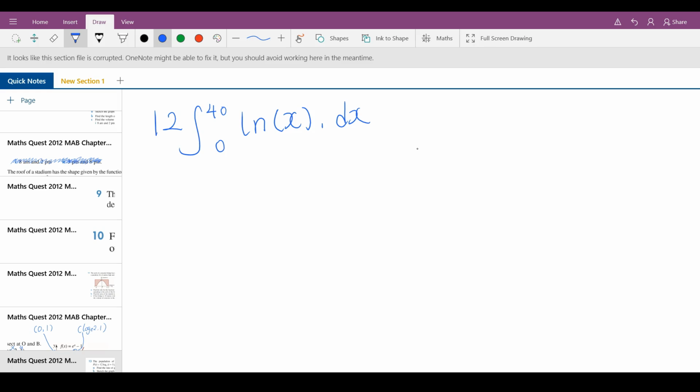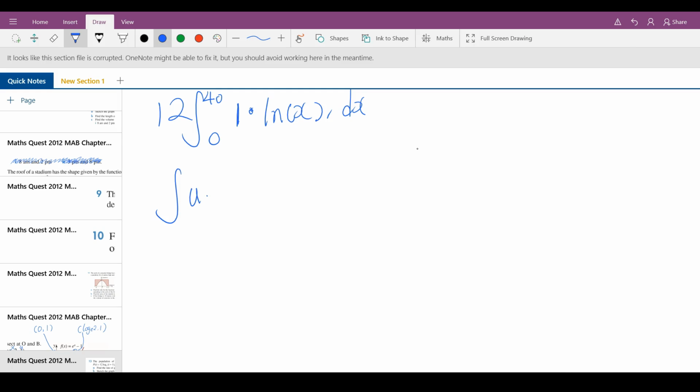Now you might see this is only just ln x. It's not something times something, but there's always a 1 there. So it's literally always 1 multiplied by ln x dx, and that makes it something multiplied by something. So you can use this rule: the integral of u dv is equal to u v minus the integral of v du.